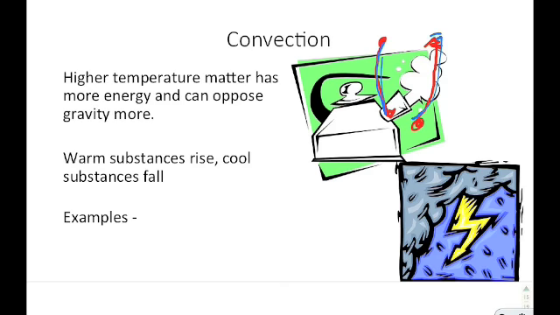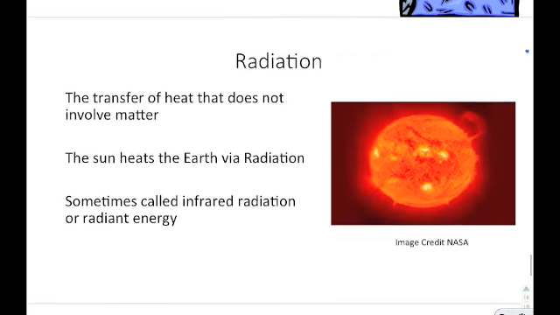The last method of heat transfer, and the one that was relevant to our lab, was that of radiation. Radiation is the transfer of heat that does not involve matter. It is the only one that can go through a vacuum. The sun heats the earth via radiation because there are no molecules to transfer the heat in between. So radiation is sometimes called infrared radiation or radiant energy, and we'll talk about infrared radiation a little bit later in the semester. But you should know that radiation is generally not as efficient as conduction because it just doesn't transfer heat as well. But it is the only one that does work in a vacuum.